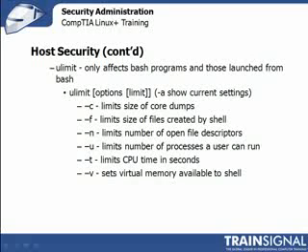Additional options include -c, which limits the size of core dumps, and -f, which limits the size of files created by the shell. -n limits the number of open file descriptors. -u limits the number of processes a user can run. -t limits the CPU time in seconds. And -v sets virtual memory available to the shell.